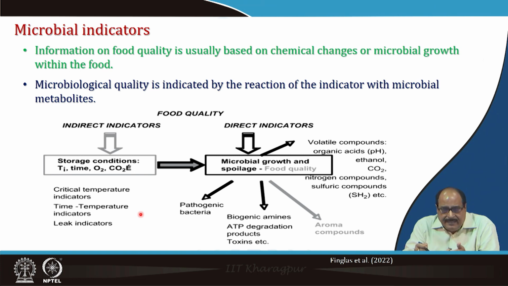The direct indicators may be like pathogenic bacteria, whose count can be indicated by these indicators, or even biogenic amines, ATP degradation, aroma compounds, etc. So, various volatile compounds, CO2, nitrogen. Their values inside the package can be directly indicated, by which you know that once the label goes beyond a certain limit, we can say that yes, the food is good or bad.